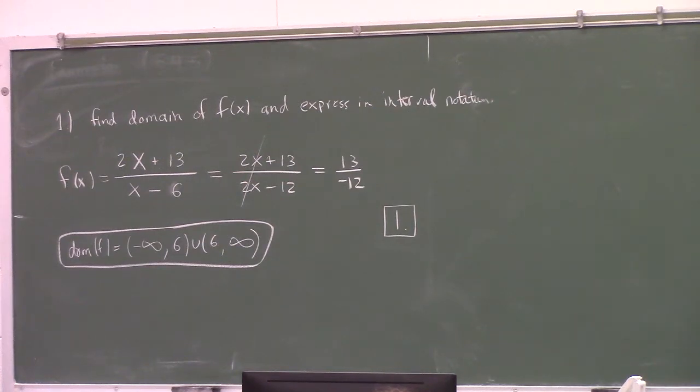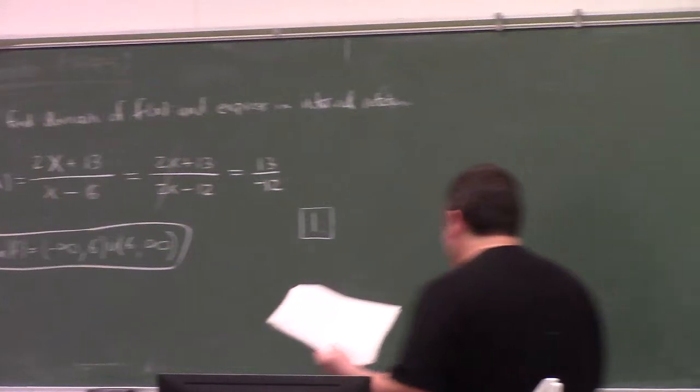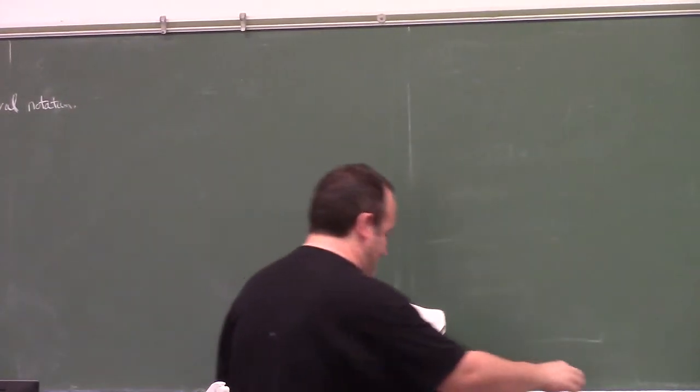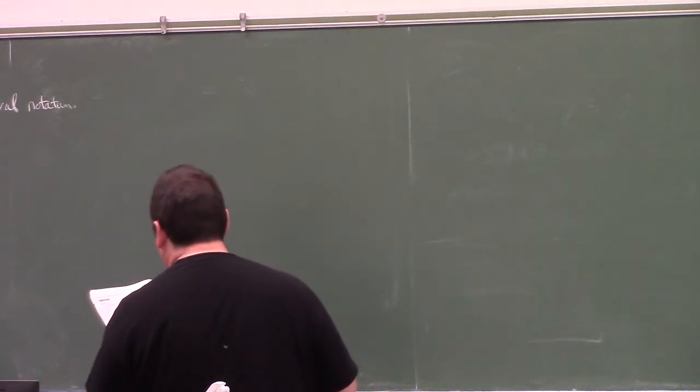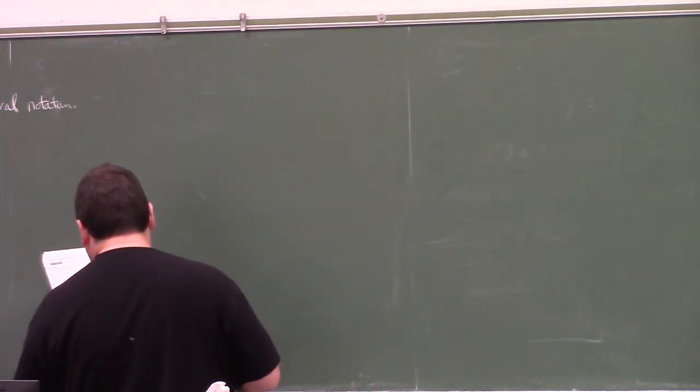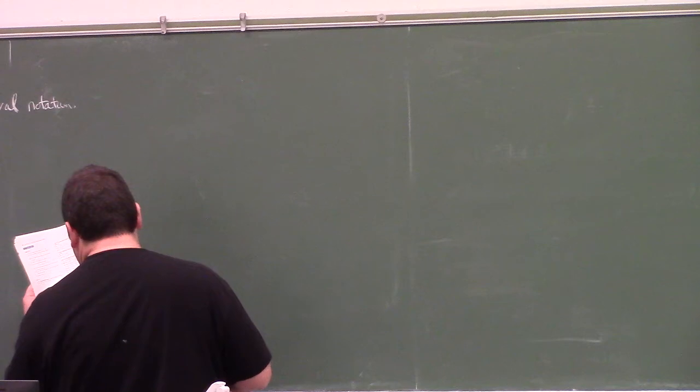The 13 over 12 equals, it's because it's 13 minus 12, right? That's what that notation means. And the thing is, I can't fix it. I tried to fix it.